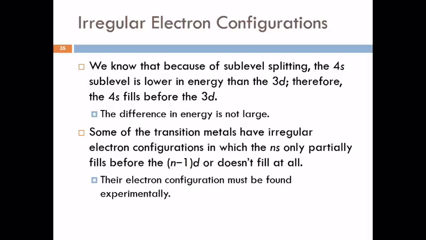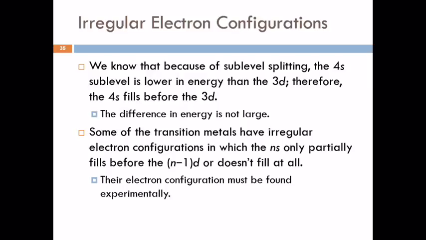Now, there are some irregular electron configurations. So the reason that the 4s sublevel fills first before the 3d is because of the interactions between electrons. And so the sublevels get split. But the difference in energy between those two levels is not very large. Especially in the transition metals, we'll see irregular filling for some of the elements.